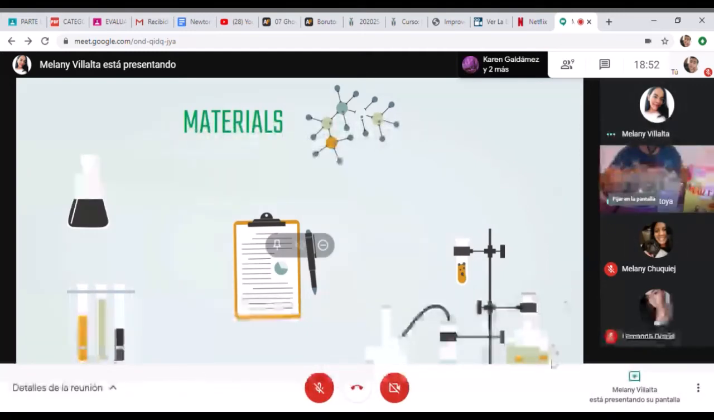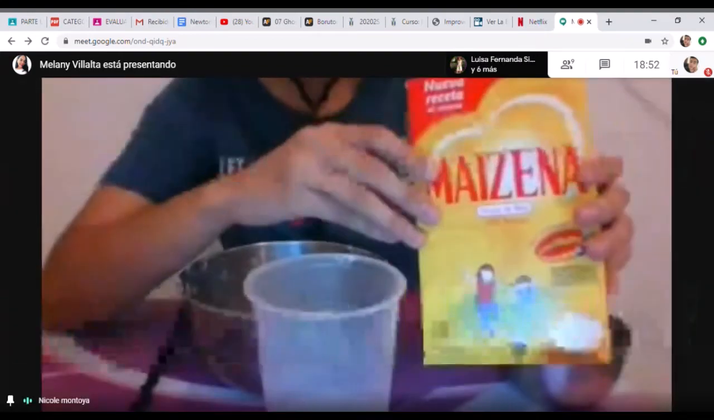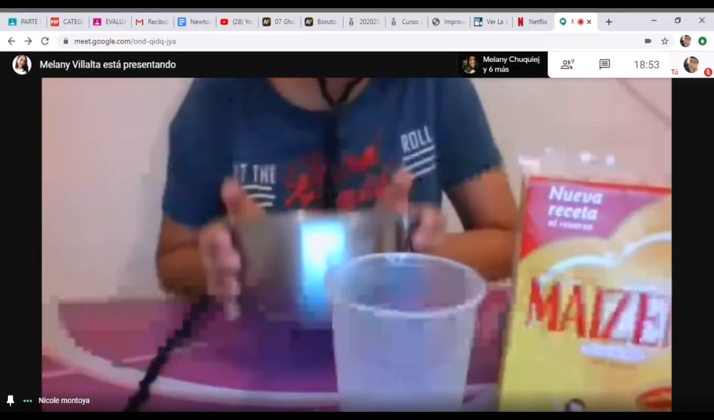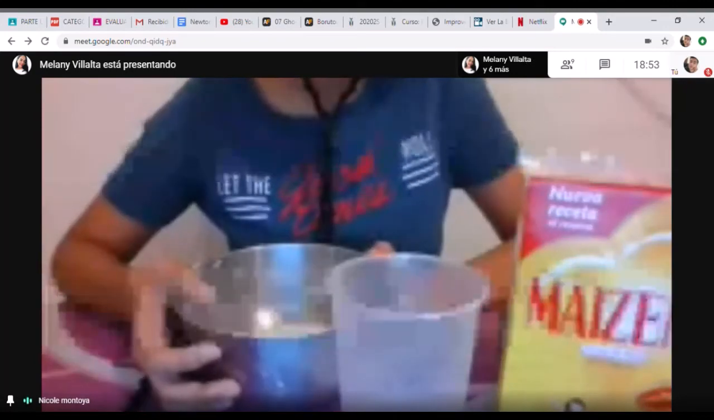Materials needed for this experiment are cornstarch, water, and a container. Let's go mix it. We are going to present now a non-Newtonian fluid.